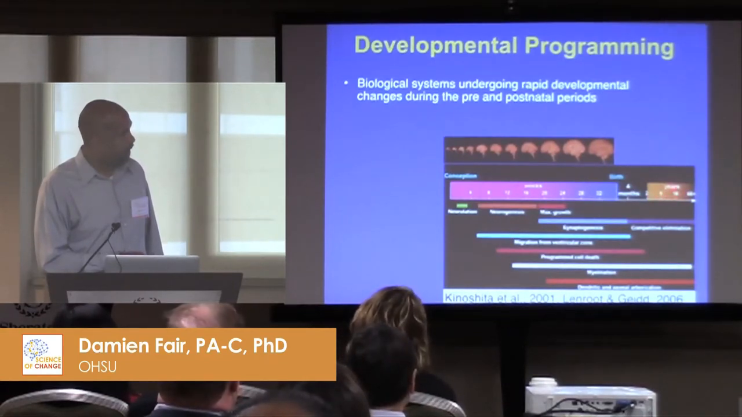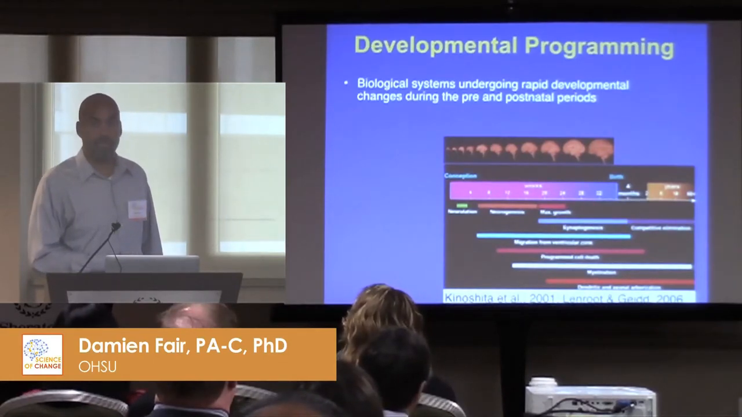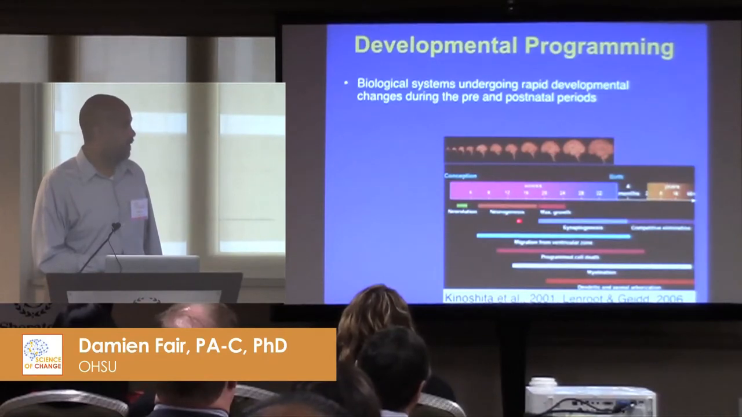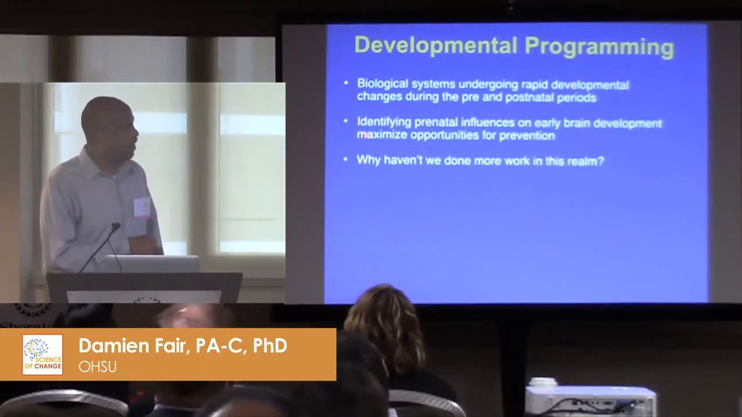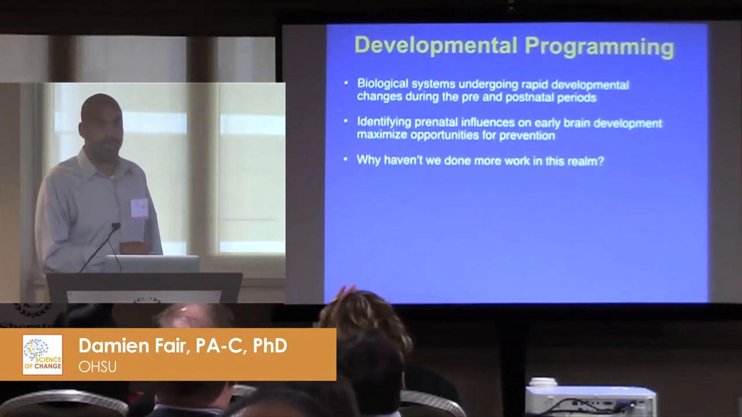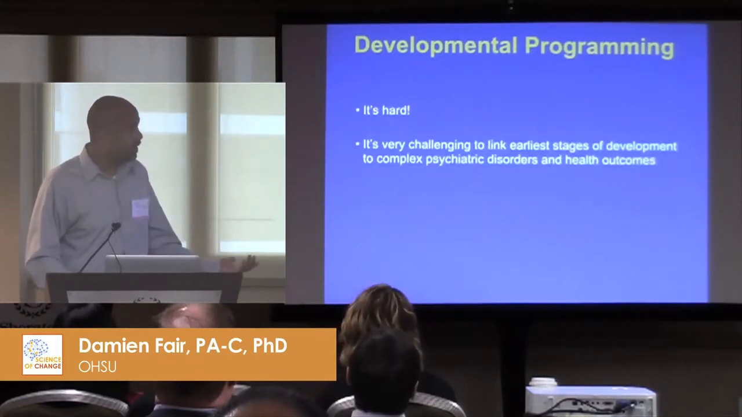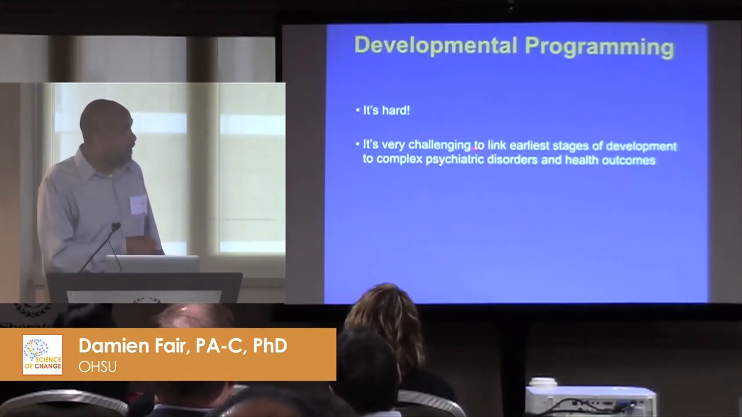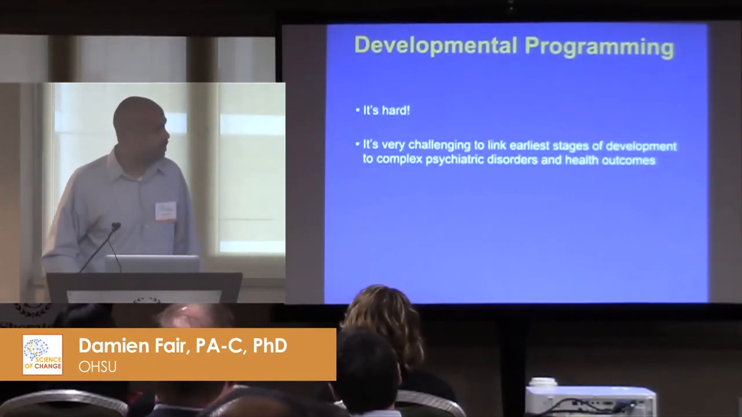But most of the work that we do when we study development is in this realm right here, between these two lines, between 5 and 18 or so, right? There's still a lot of developmental processes going on, but the chunk of the major stuff has happened well before, okay? Neurogenesis, synaptogenesis, neural migration, cell death, all this stuff has happened way, way back. So we think that identifying early prenatal influences on early brain development may actually maximize some opportunities for prevention. One of the questions is, it seems obvious, so why haven't we done more work in this realm? And the answer is, it's pretty hard. It's just super challenging to actually collect the data and then to link these different stages of development, partly, of course, because of our projected period of development.